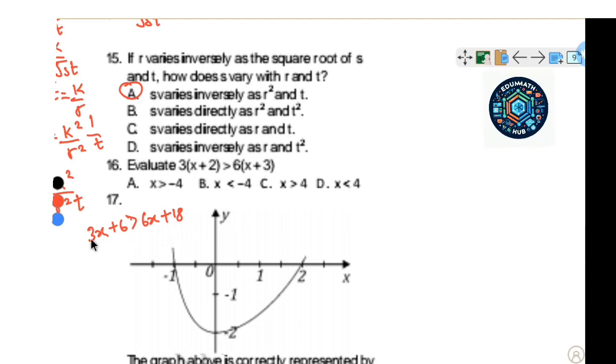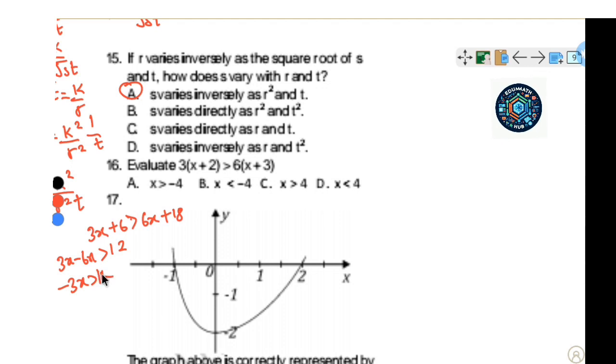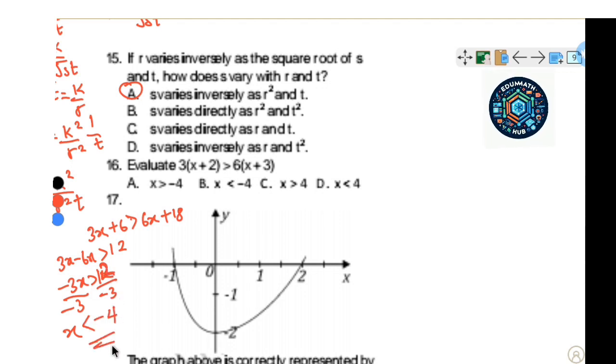So if you collect the like terms, you have 3x minus 6x greater than 18 minus 6, that will give you 12. Then 3x minus 6x is minus 3x greater than 12. Then you divide by minus 3. Now since you are dividing with a negative constant, this sign will reverse to less than. So 12 divided by 3 will give you minus 4. So you have x less than minus 4. Then you look for it there. So this is the answer, x less than minus 4.